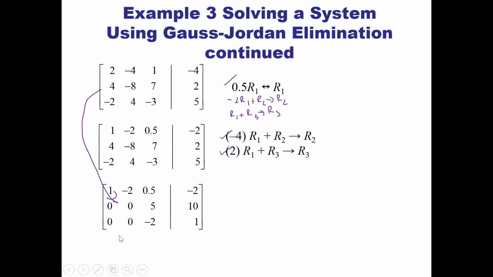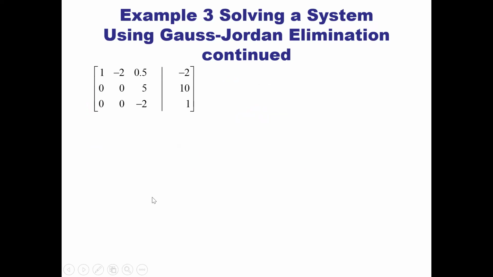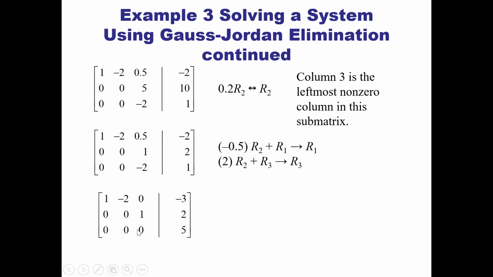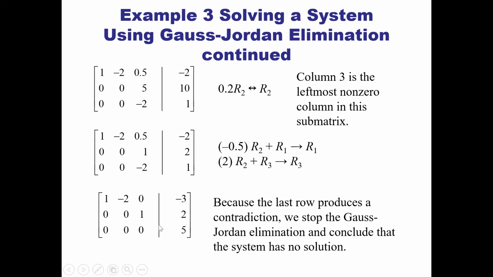All right, so now when we get to this point, what we need to do is make this a 1. So to do that, they say times 0.2, or I could just say divide by 5. That's another way to think about that one. And so then you're going to get 2 here and a 1 here. And then after that, we need to make that a 0. So we're going to take 2 times this plus this, and we get 0 here and a 5 here. And look at that. We have no solution because all zeros here and then a 5. So that makes a thing where we just have to stop and we don't have to go any further.